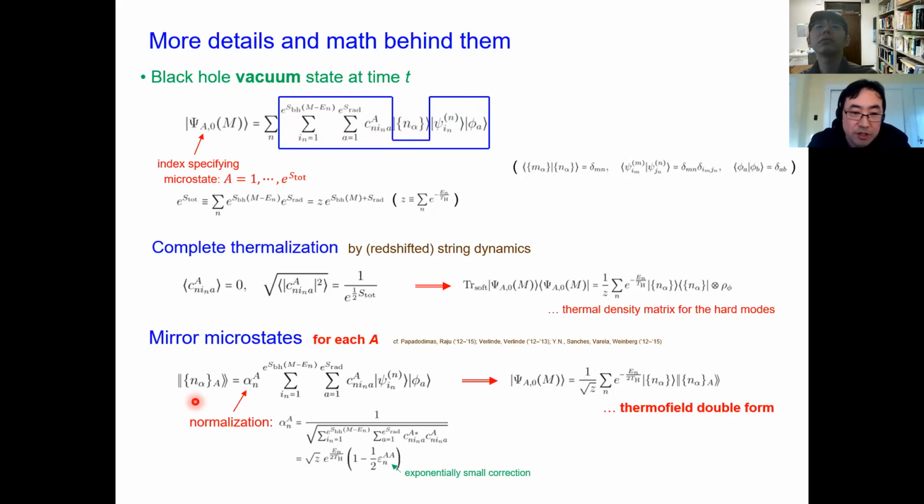And this combination, let's call this the mirror microstate. It depends on microstate A, but for each vacuum microstate A, you can always define this guy, which is entangled with the configuration N. So let's call it N mirror, but it depends on A. And if you canonically normalize this, and then plug it back into this blue box, this canonical normalization factor will produce exactly the factor which you need for thermofield double states.